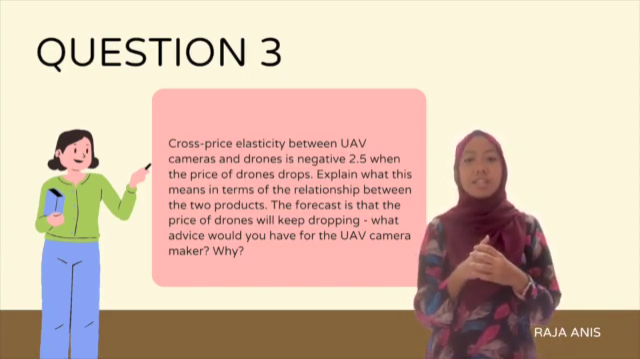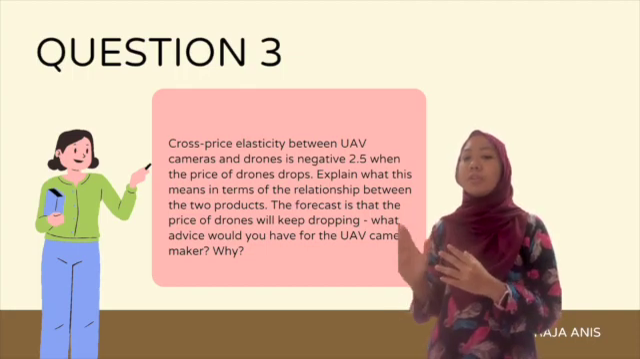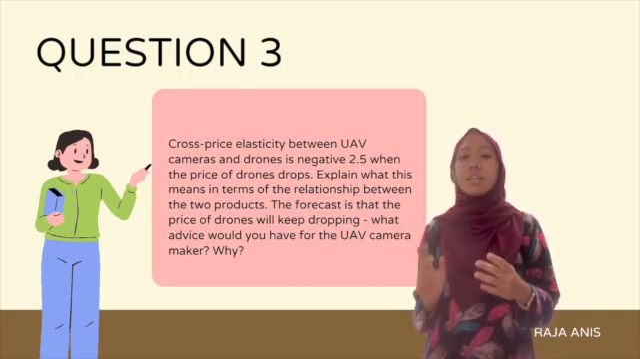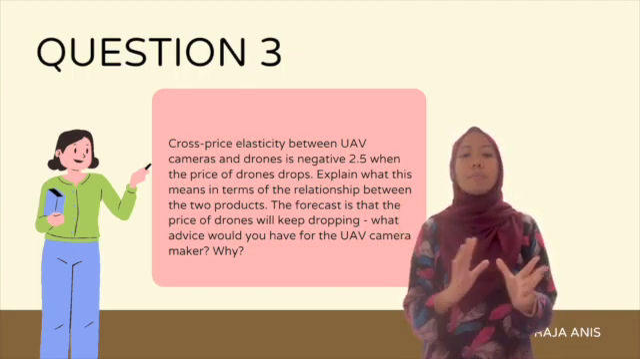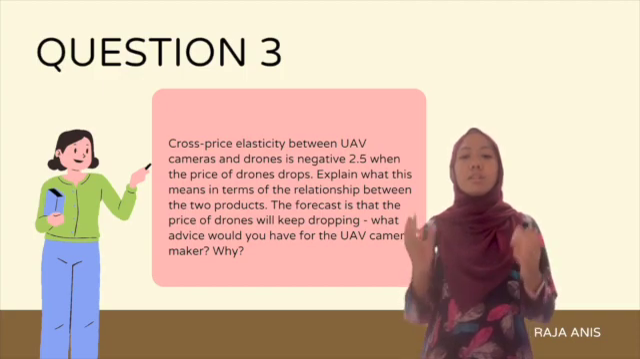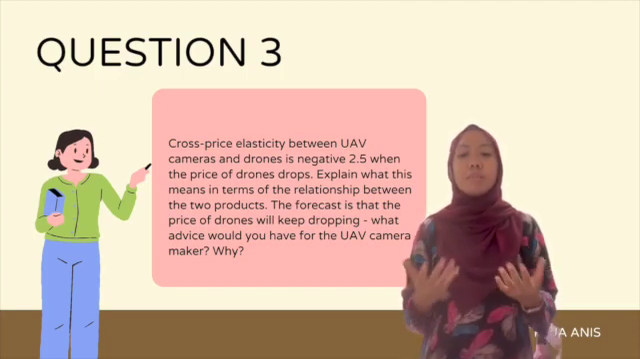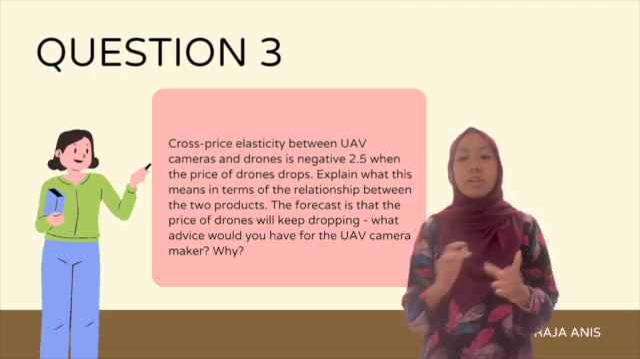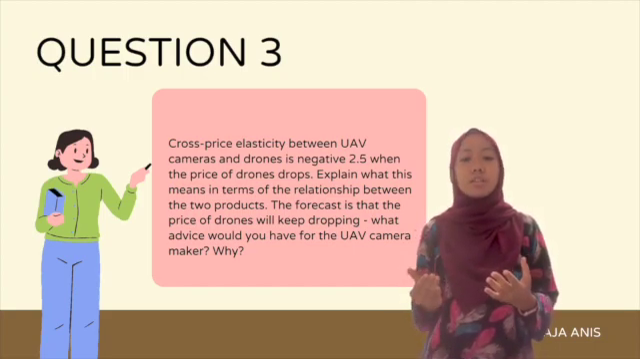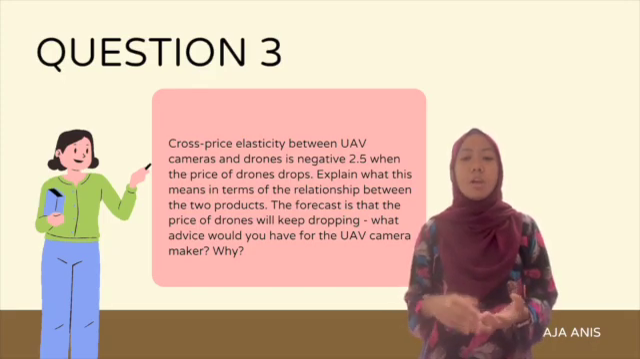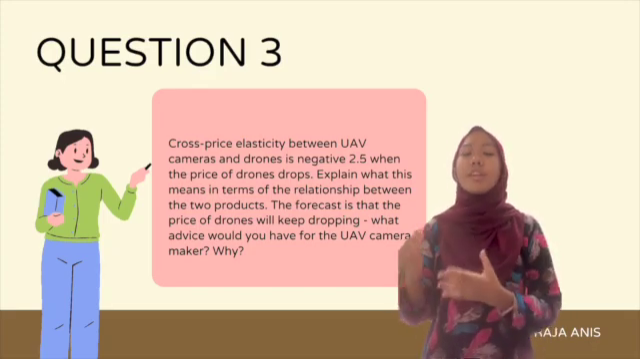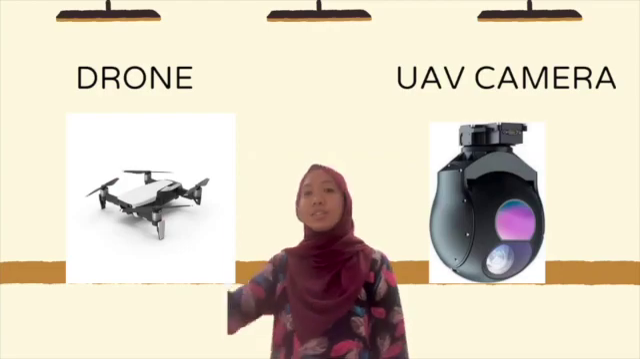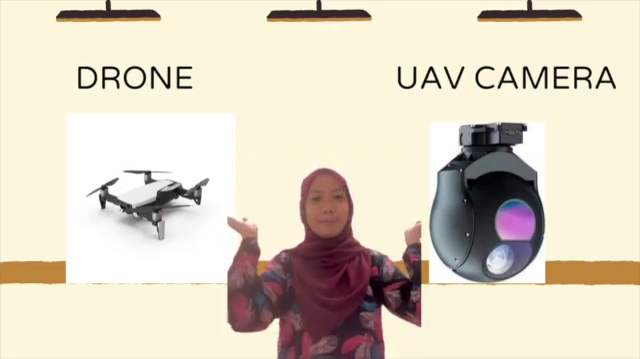The question is: the cross price elasticity between UAV cameras and drones is negative 2.5 when the price of drones is dropped. Explain what this means in terms of the relationship between the two products. The forecast is that the price of drones will keep dropping. What advice would you have for the UAV camera makers? So this is the drone and this is the UAV camera.